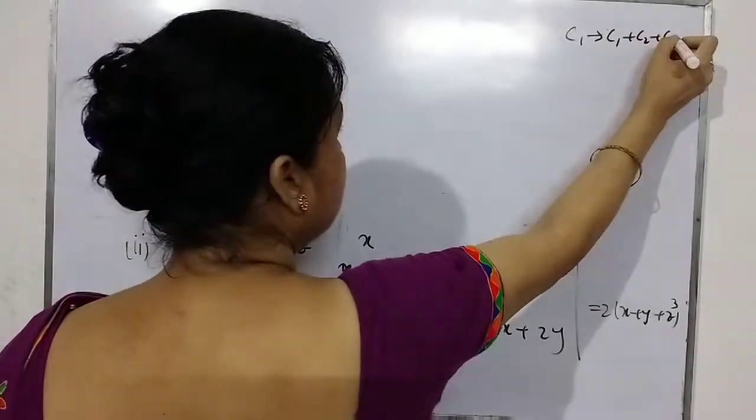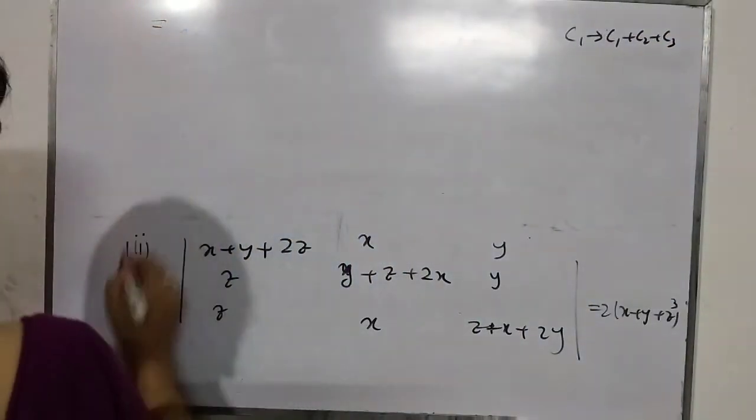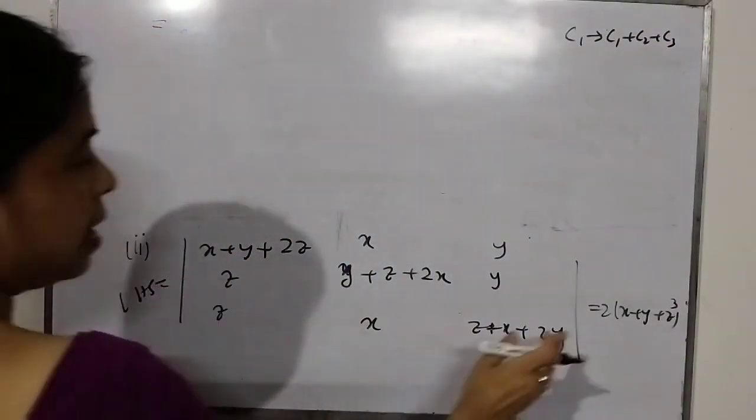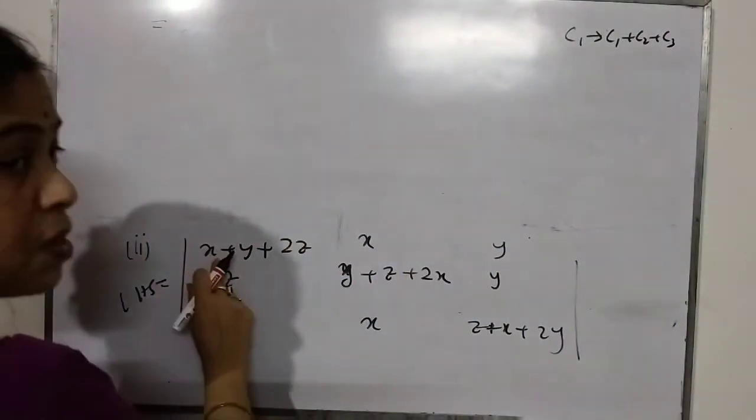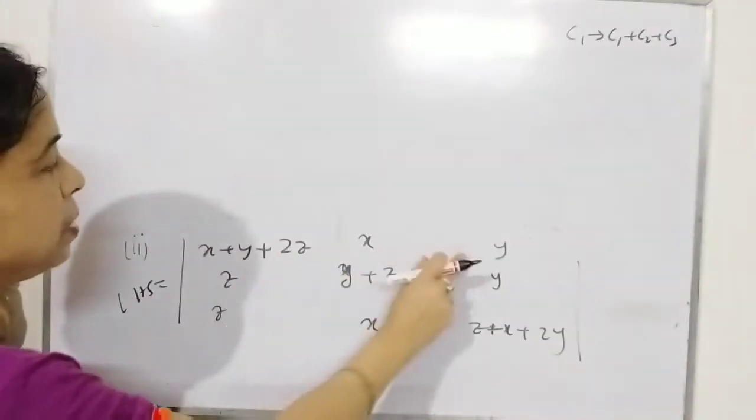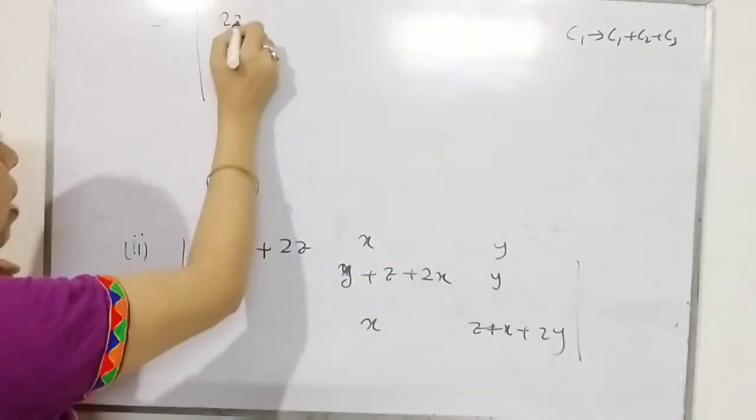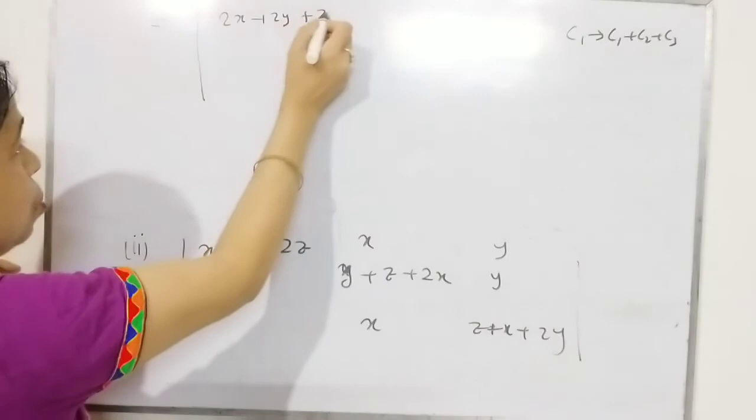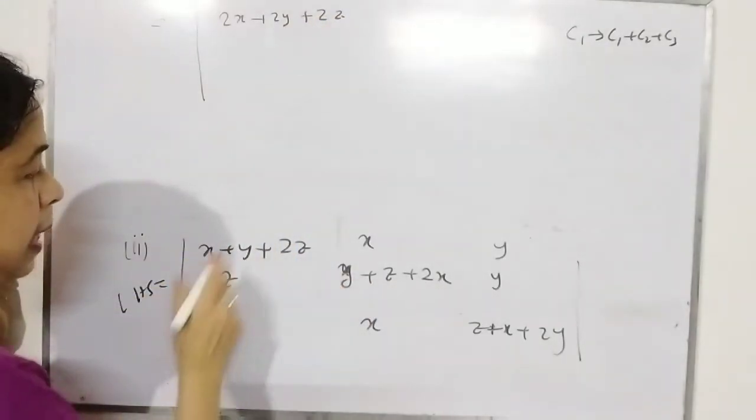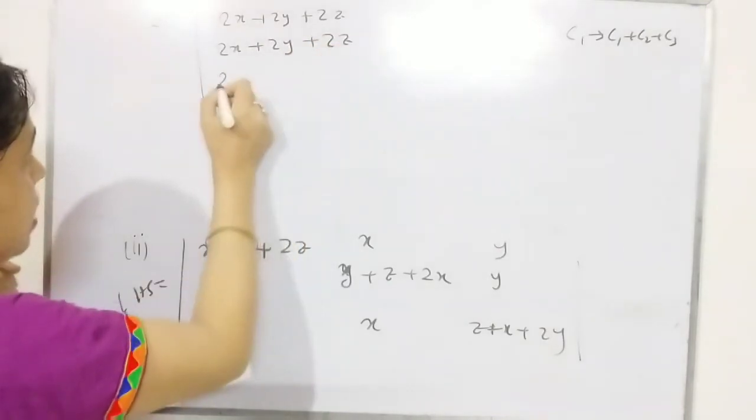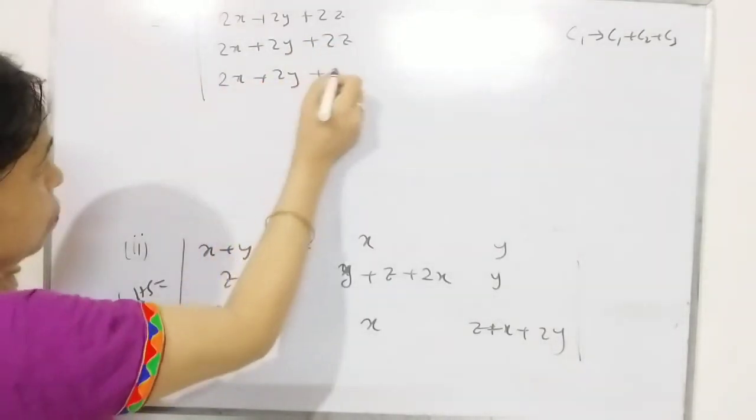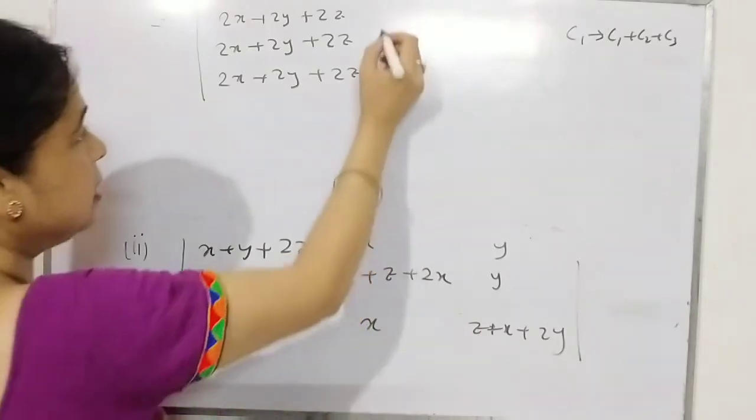Column 1 plus column 2 plus column 3, which will give you, I am taking left hand side. And this is what? So it is equal to what? Column 1 plus column 2 plus column 3. Twice x plus twice y plus twice z. So 2x plus 2y plus 2z will come. Here also same, twice x plus twice y plus twice z. This is also twice x plus twice y plus twice z. Keep it as it is.